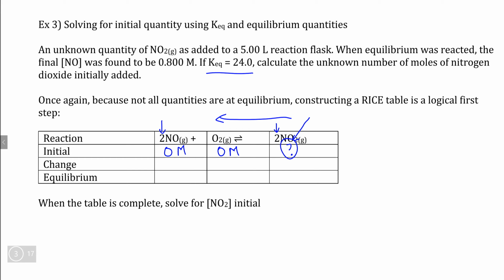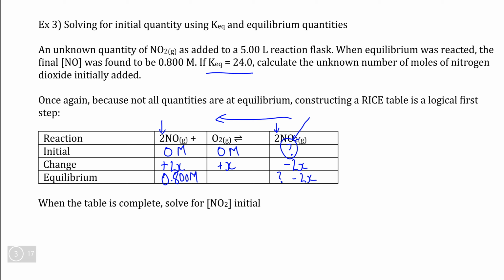So we know because of the stoichiometry coefficient of 2, we're going to have a change of positive 2X for nitrogen monoxide and positive X for oxygen gas, with a change of minus 2X for our nitrogen dioxide, meaning that the best we can do at equilibrium is our unknown initial concentration minus 2X. Now, the question also gives us at equilibrium, the final concentration of nitrogen monoxide was found to be 0.8 moles per liter. So we can go ahead and write that in here.